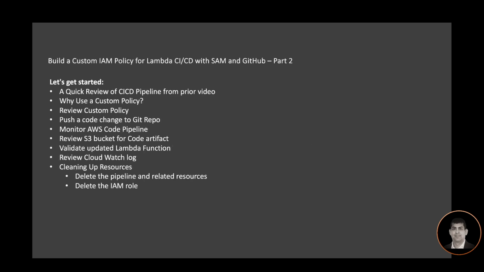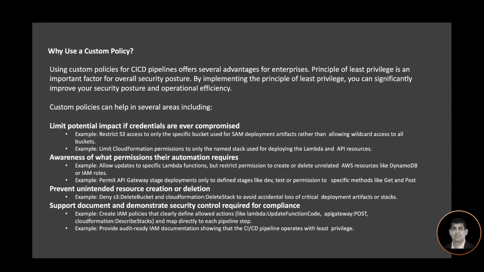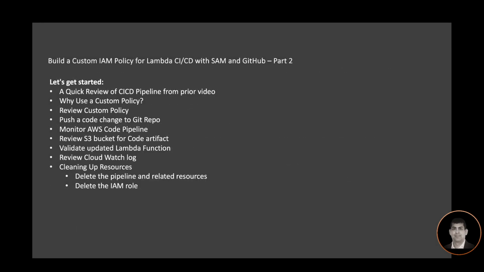Let's get started. We're going to look at a quick review of the CI/CD pipeline from the prior video, why use a custom policy, we'll review a custom policy, and then we'll push a code change to the Git repo and monitor the AWS CodePipeline, and then review the S3 bucket for the code artifact and validate the updated Lambda function using Postman. Then review the CloudWatch log and clean up the resources, like deleting the pipeline and so on, so that we don't incur the cost.